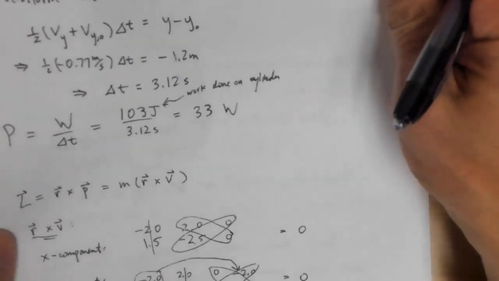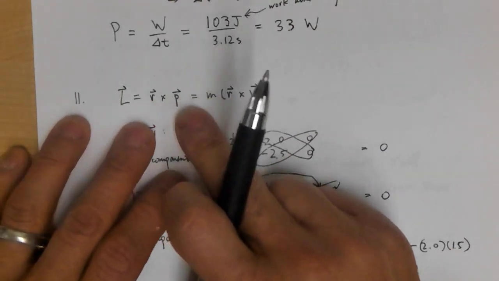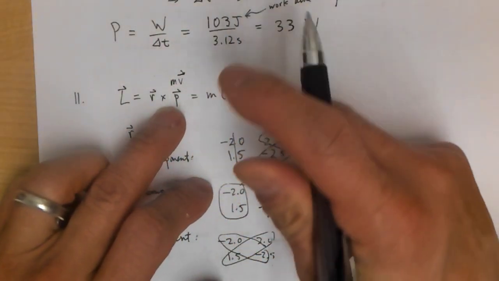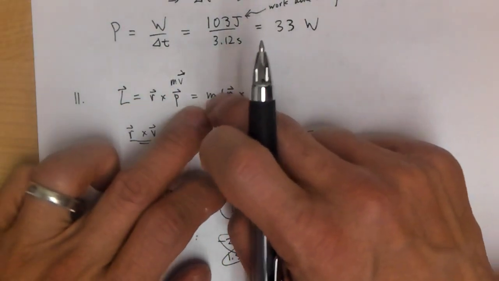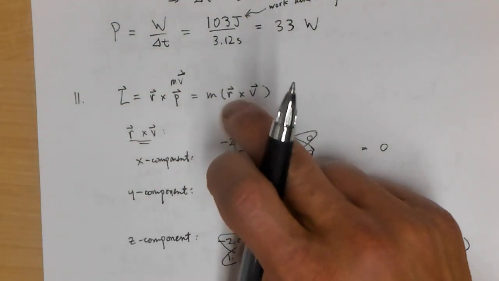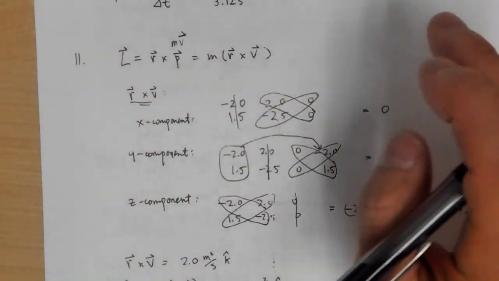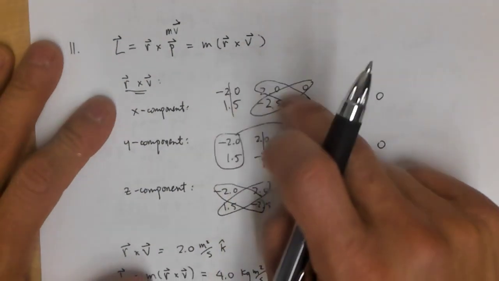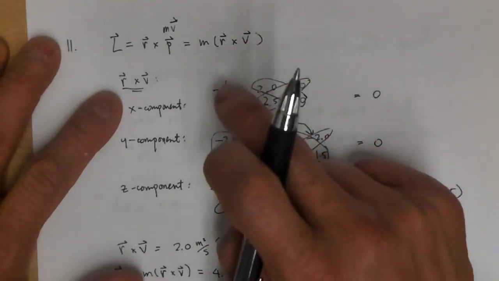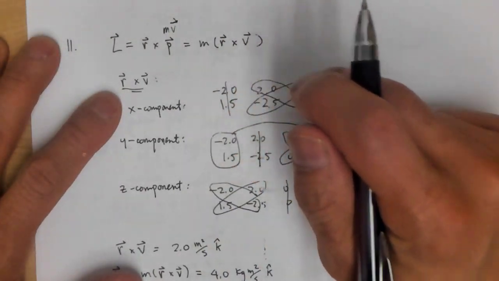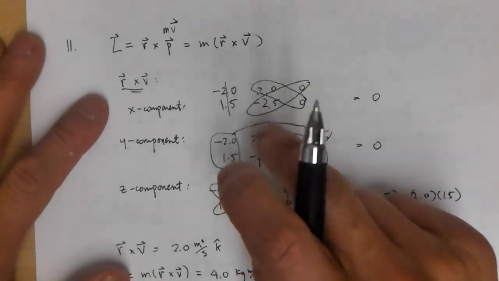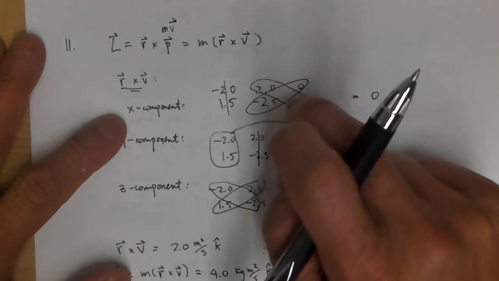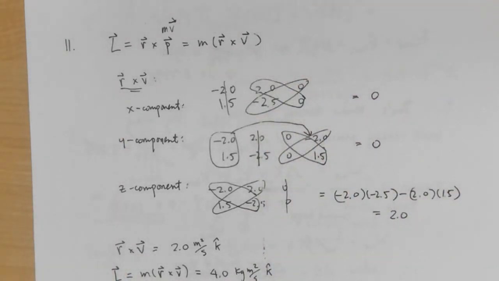Okay, so this is angular momentum R cross P, or because P is equal to M times V, you can write it as R cross M times V, or you can pull the M outside. So M times R cross V. So let's just do R cross V and multiply the M at the end. I find that faster. Now I'm going to write down the components of R. R is negative 2, 2, 0. That was given in the problem. The components of V are 1.5, negative 2.5, and 0. The Z components in each case are 0.